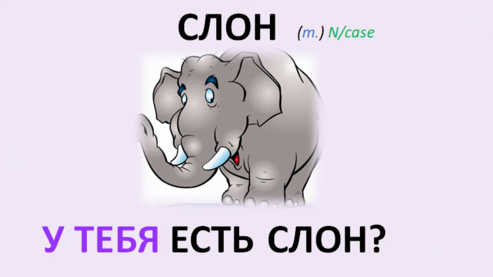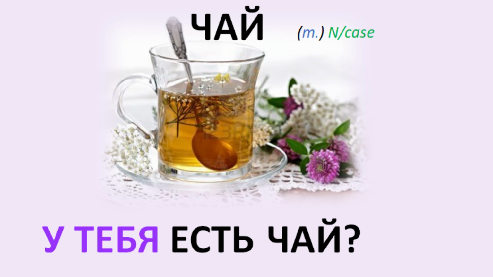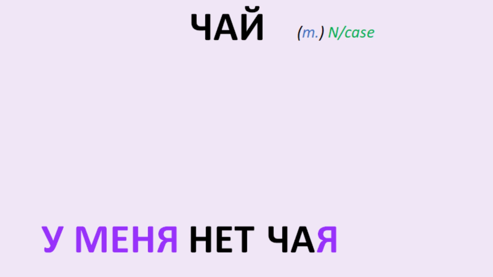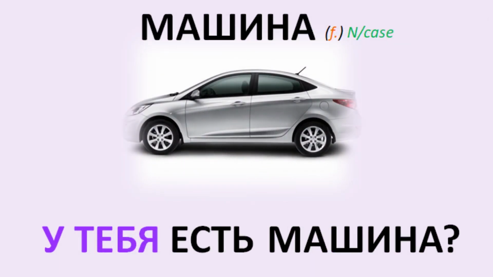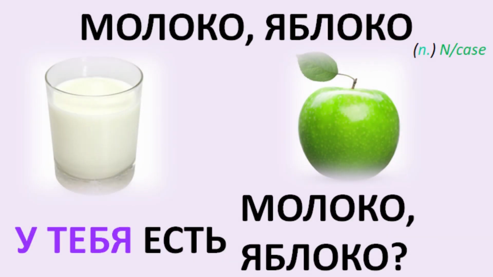У тебя есть слон? У меня нет слона. У тебя есть чай? У меня нет чая. У тебя есть машина? У меня нет машины. У тебя есть молоко, яблоко? У меня нет ни молока, ни яблока.